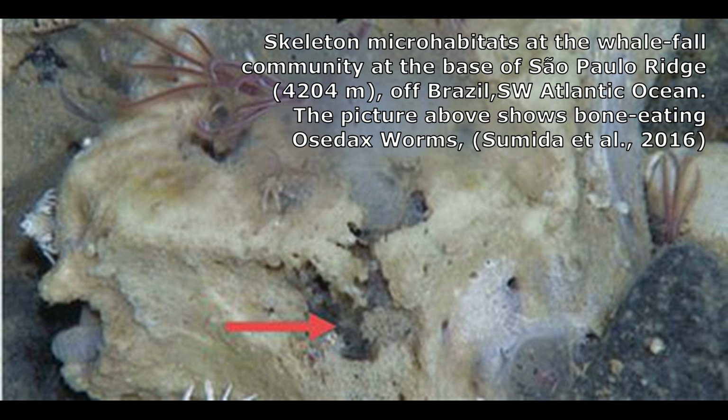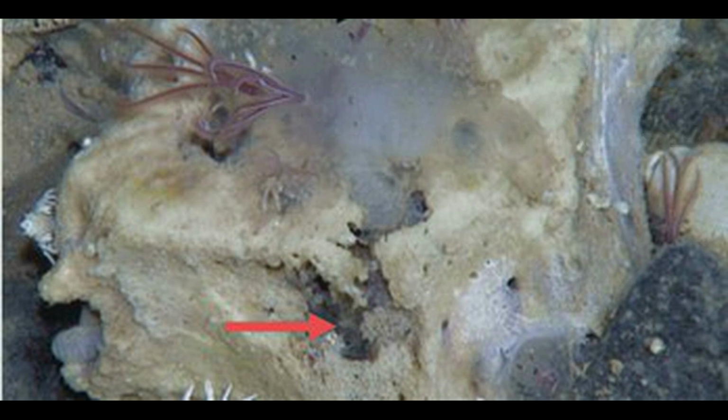The input of biomass to the benthos sustains a diverse community of benthic organisms, and it has been estimated that whale-fall communities can persist on decaying cetacean carcasses for several decades. In the late 20th century, scientists discovered that whale skeletons support a chemosynthetic-based deep-sea community.